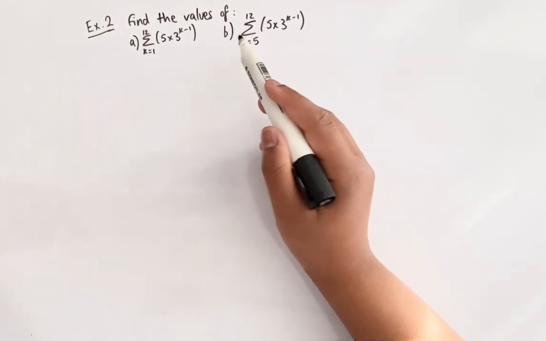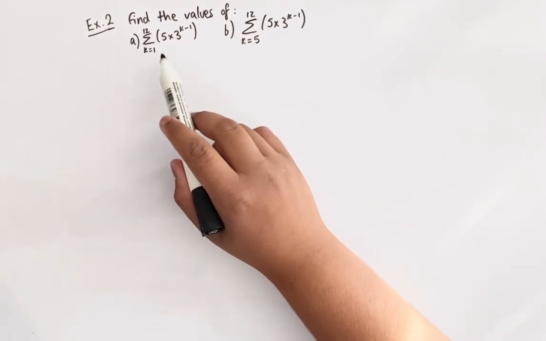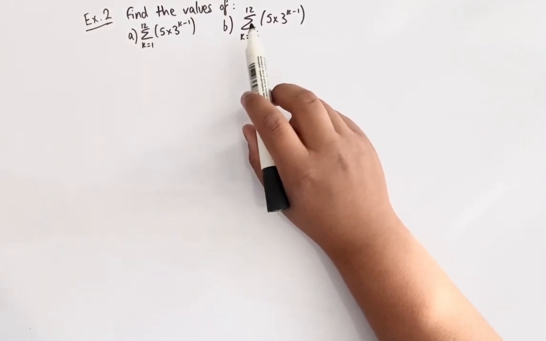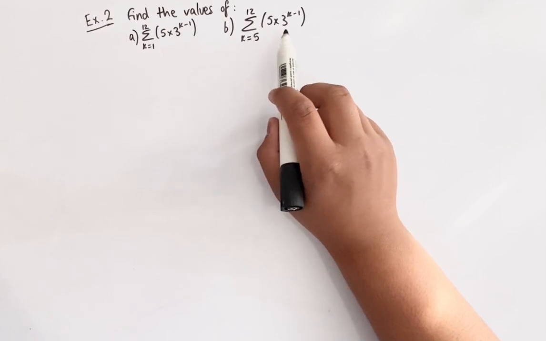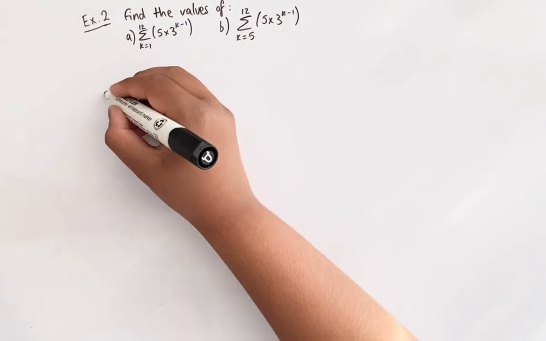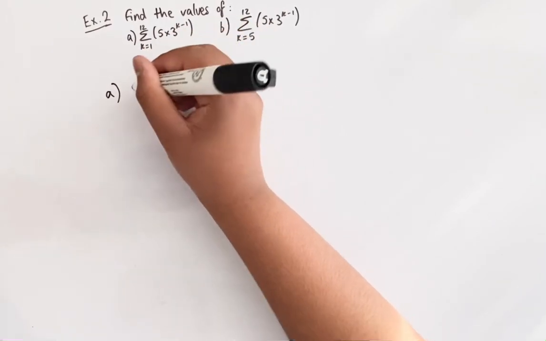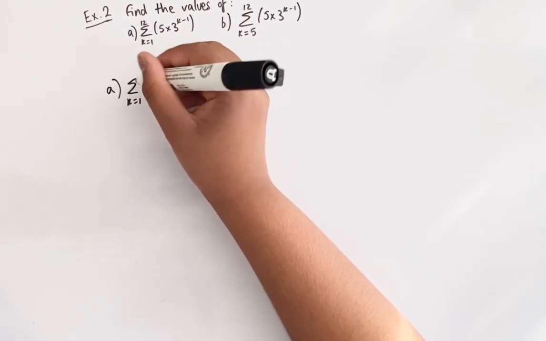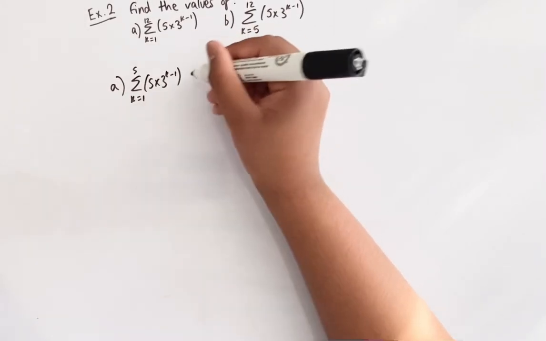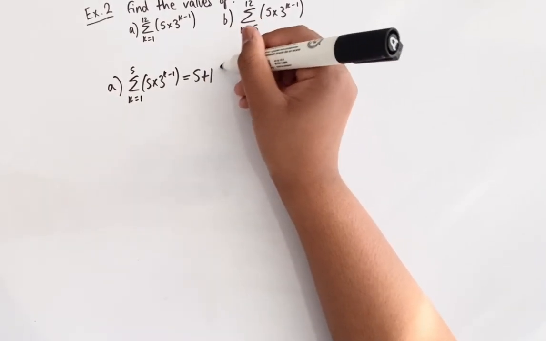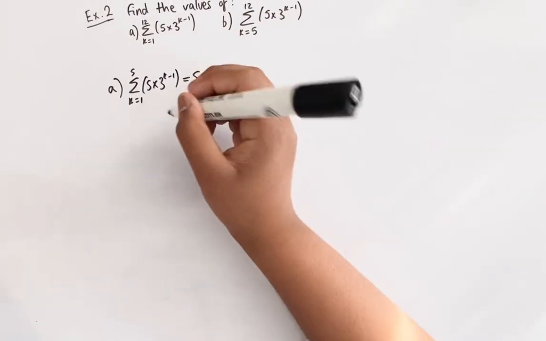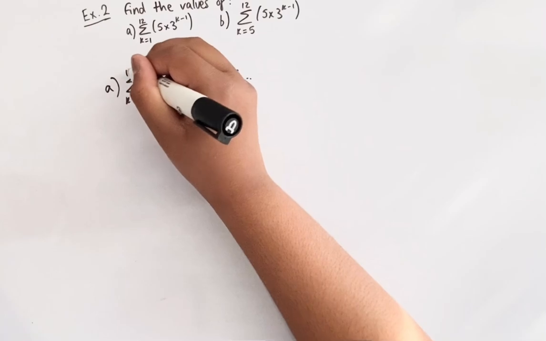Let's find the values of a, the sum from 1 to 12 of 5 times 3 to the k minus 1, and b, the sum from 5 to 12, 5 not 1, of 5 times 3 to the k minus 1. For part A, if we expand the sum from k equals 1 to 12 of 5 times 3 to the k minus 1, we get 5 plus 15 plus 45, and so on. That should be 12, sorry.